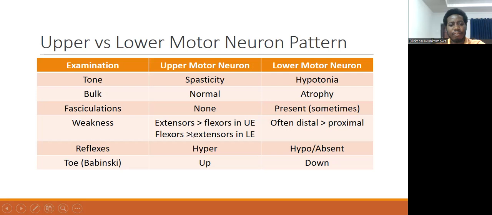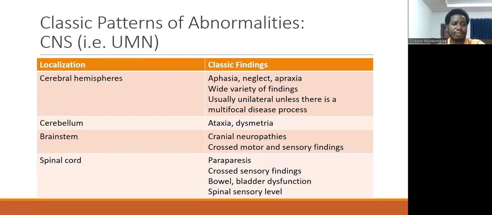So for this greater sign, it's usually depicting the weakness. So if it says flexor greater than extensor, it means the flexors are weaker than extensors. The reflexes were hyper and his toe was upgoing, in one limb only, the right limb. So his presentation fits with an upper motor neuron presentation.